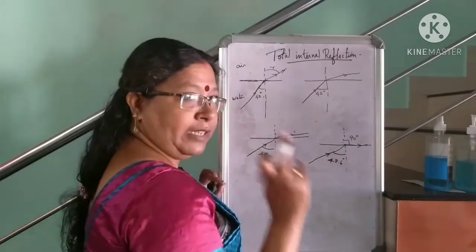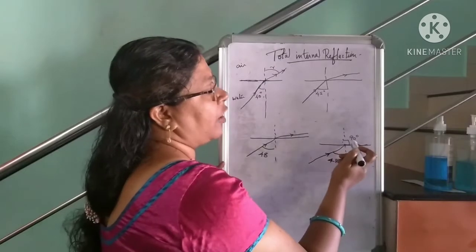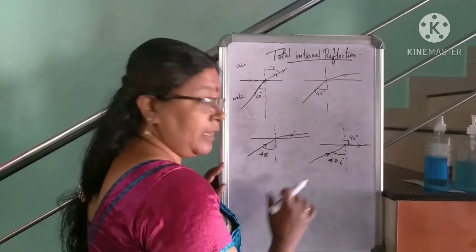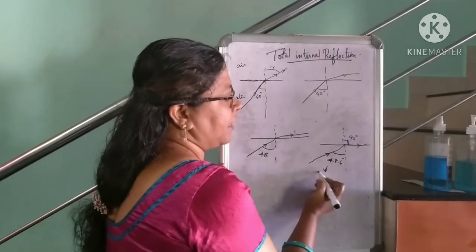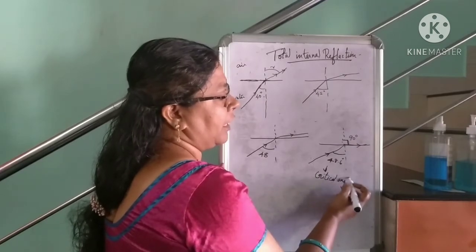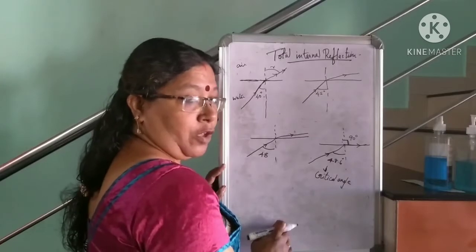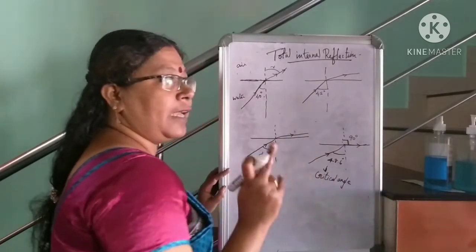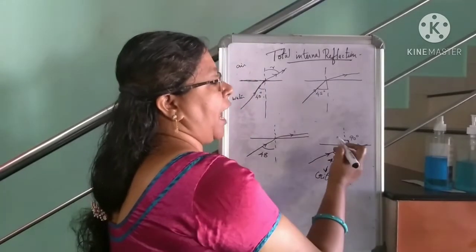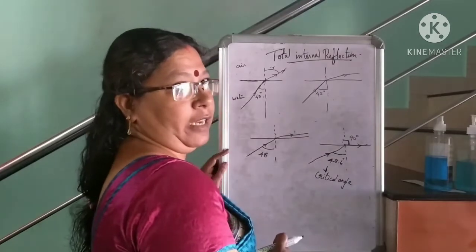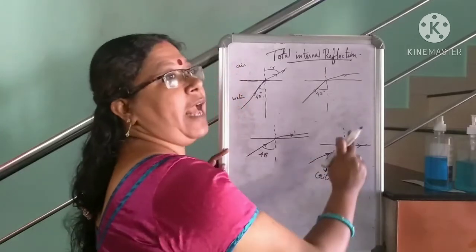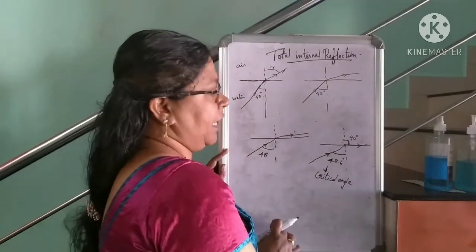Such an angle of incidence for which the angle of refraction is 90 degrees is known as the critical angle. In the case of water, the critical angle is 48.6 degrees. So what is critical angle? Critical angle is the angle of incidence at which the angle of refraction is 90 degrees. It is the angle of incidence in a denser medium for which the angle of refraction is 90 degrees.